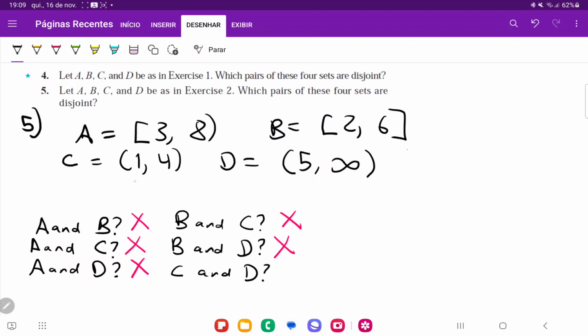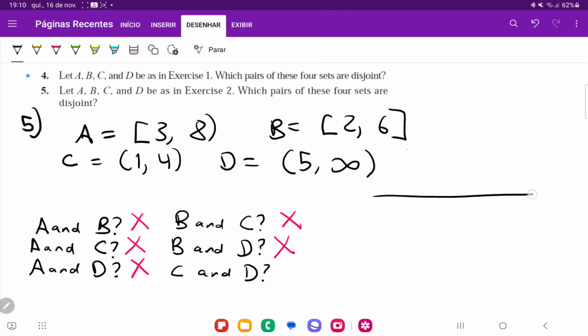Well, we can see here that C is between 1 and 4, and D is between 5 and 8. So if you, for example, choose the value 4.5, right? So 4.5 is not in them. If you choose the value anywhere between 1 and 4, 1 and 4 is not included in 5 to infinity. And if you choose anything between 5 and infinity, that's not going to be included in 1 and 4. So actually, they have nothing in common here.